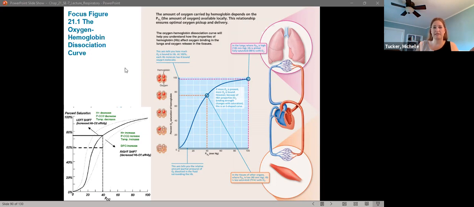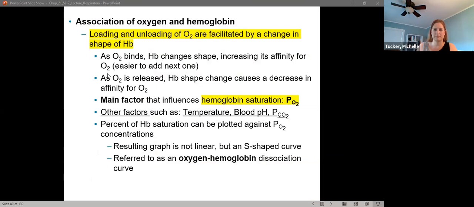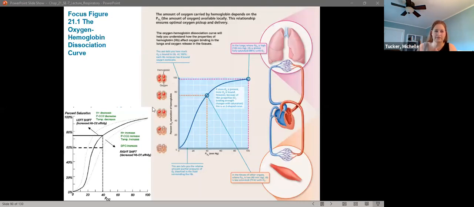And this curve's name is the oxygen hemoglobin dissociation curve. The physiology is that due to the shape of the globin proteins, as we increase the number of oxygen, it becomes easier to load oxygen as well as unload oxygen. Other factors can be temperature, pH, PCO2, and these will cause a shifting of that curve. And that's here.